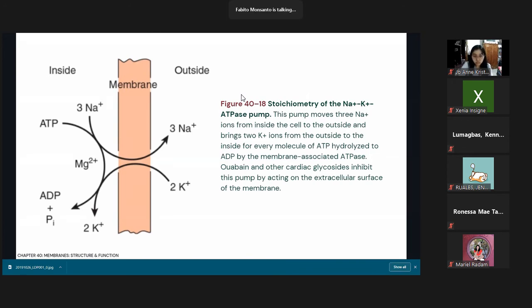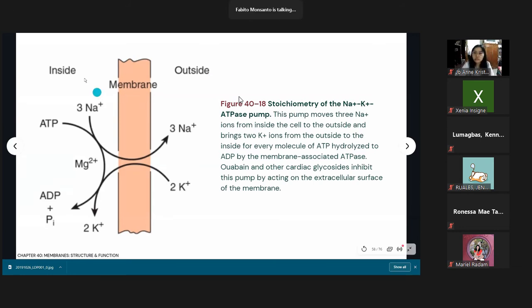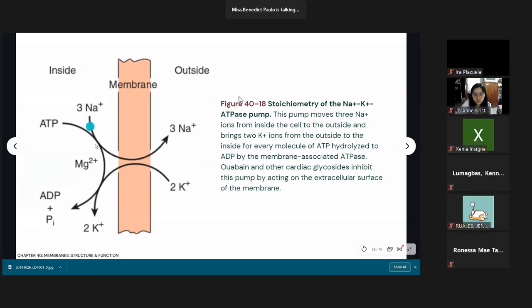3 sodium out, 2 potassium in. 3 sodium out. This is the inside of the cell. 3 sodium out, 2 potassium in. This is your sodium, potassium, ATPase pump.